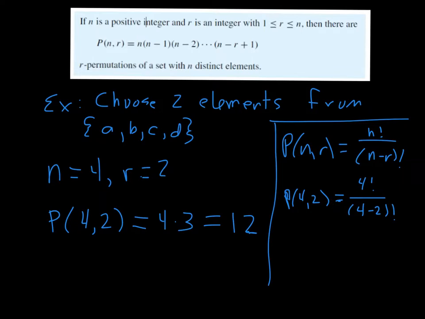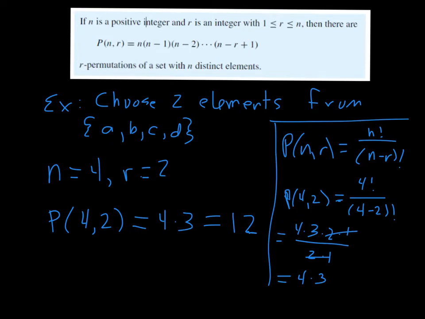But watch this. 4 factorial is equal to 4 times 3 times 2 times 1. 4 minus 2 is 2 factorial. So that's 2 times 1. So look, 2 times 1 cancels with 2 times 1 down here, which just leaves a 4 times a 3. So you can always do this little trick.